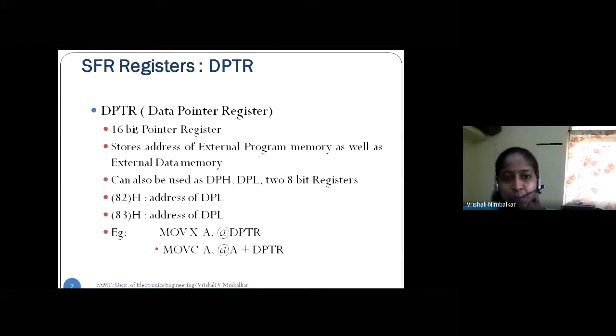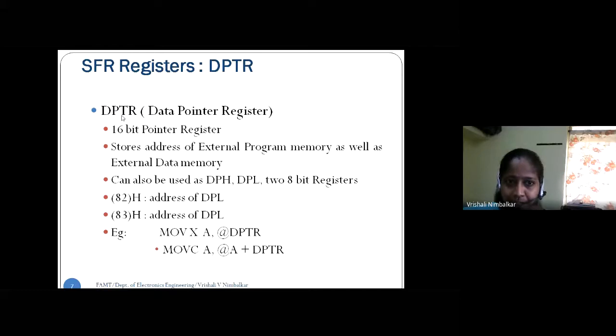And you can split this into two 8-bit registers, namely DPH and DPL. The address of the DPL register is 82 hex and the address of the DPH register is 83 hex. Whereas the 16-bit DPTR does not have an address.